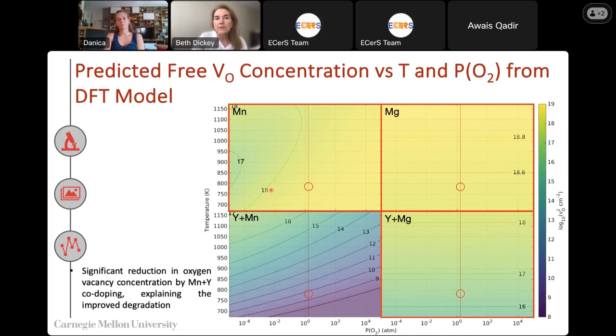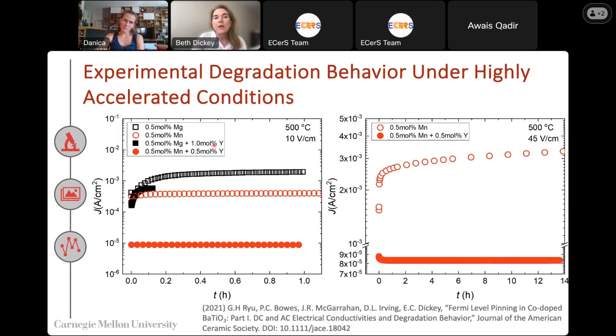And the first principles calculations, if you look at now what's shown here, are the free oxygen vacancy concentrations at temperature on the x-axis and then PO2 on the y-axis. You'll see these darker blue colors are very low concentrations of oxygen vacancies that you can get in these co-doped samples. And ultimately that leads to this bottom curves here, which are even under pretty aggressive conditions like 500 C, fairly high electric fields, no apparent dielectric degradation.